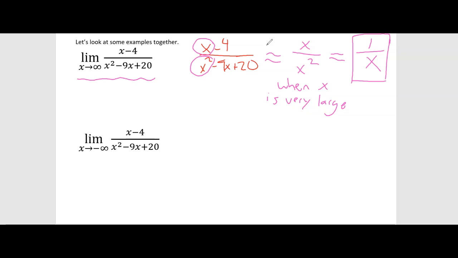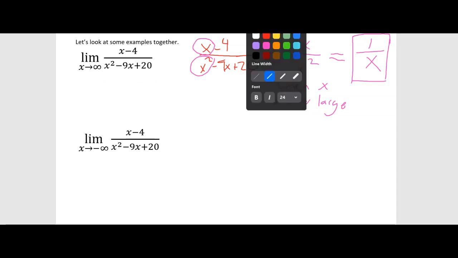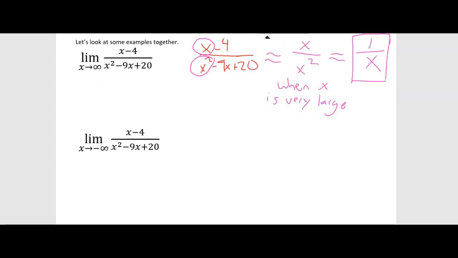So first thing you can do when you see a rational function and you're trying to take a limit at infinity is focus on the leading terms and then simplify those if you can. Then, so this limit in black is going to be equal to the limit as x approaches infinity of 1 over x. Now, this should be pretty clear.